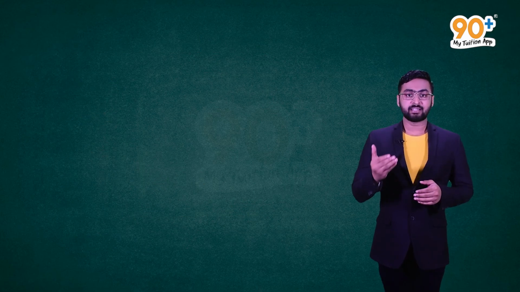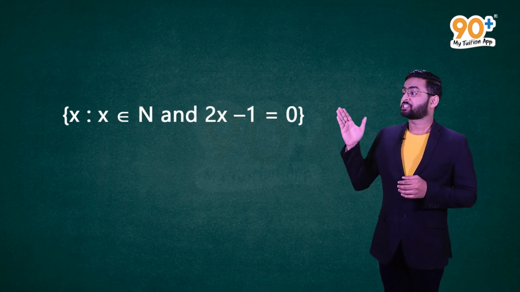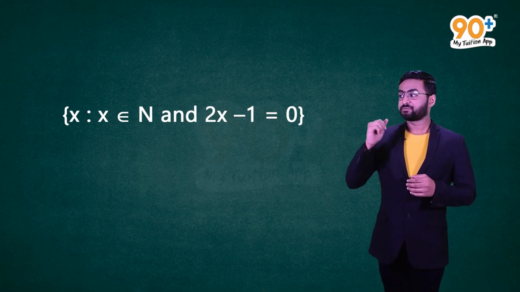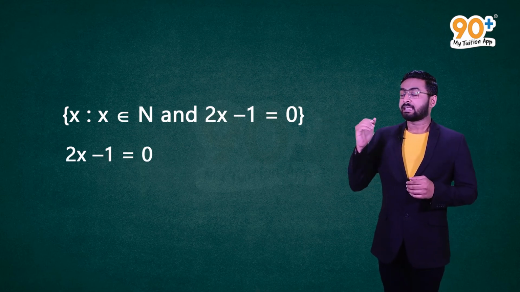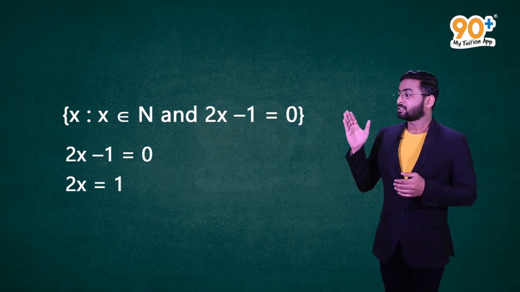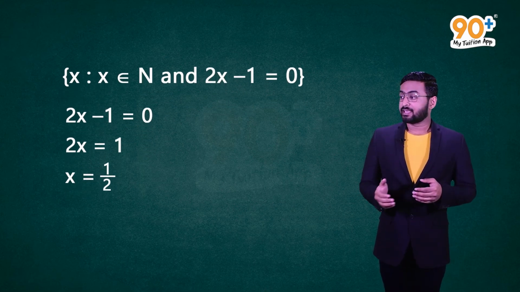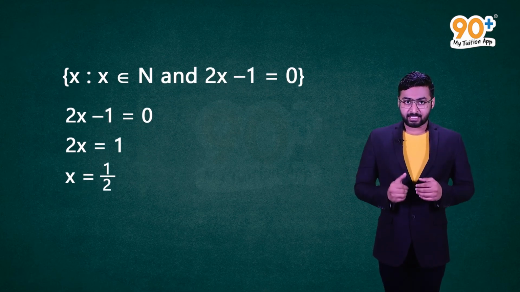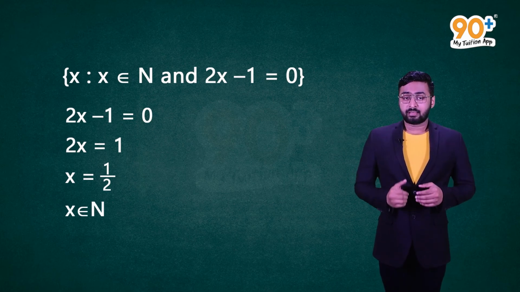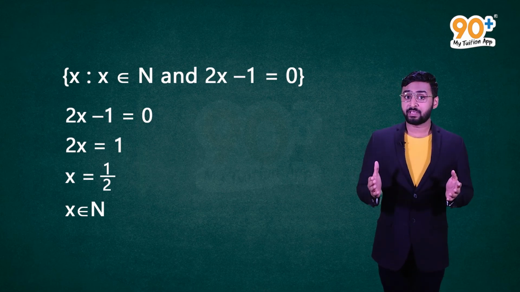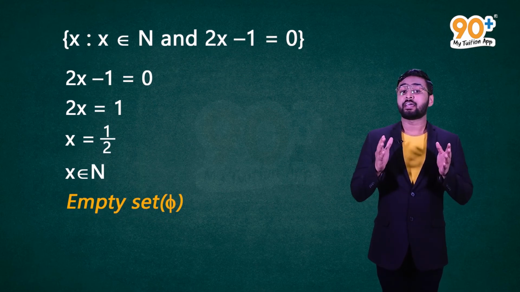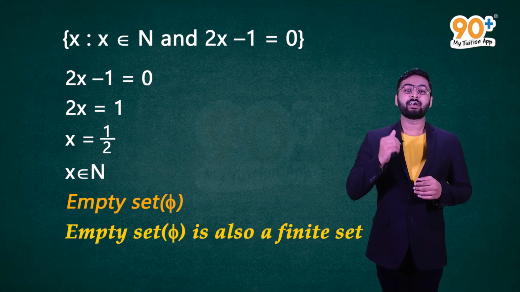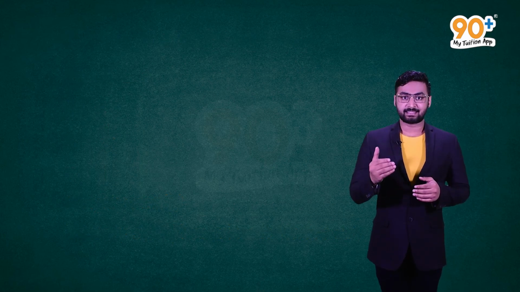Now, let's move on to the third one. The set of all x such that x belongs to N and 2x minus 1 is equal to 0. The equation here is 2x minus 1 equal to 0. So, we can write 2x equal to 1 and x equal to 1 by 2. But it's given that x belongs to N and the value of x here is 1 by 2, which is a rational number. So, we can say that this set has no elements at all and is an empty set. And we know that an empty set is also a finite set.